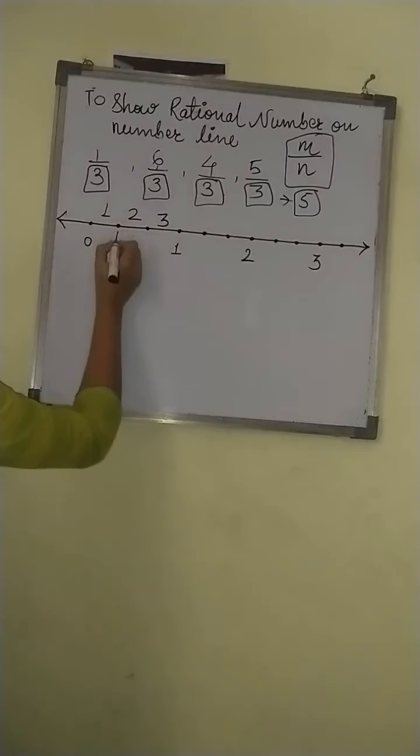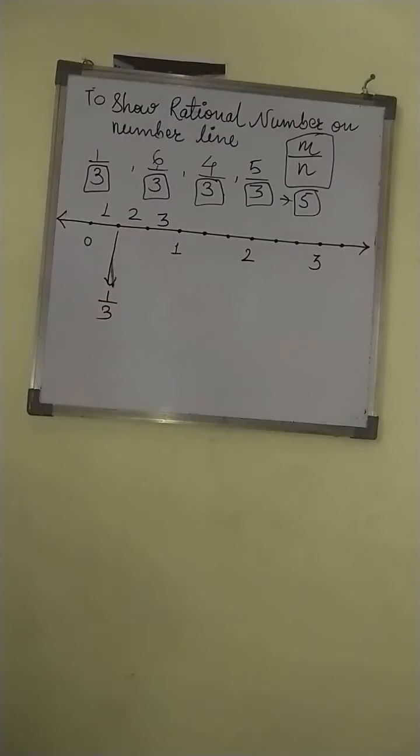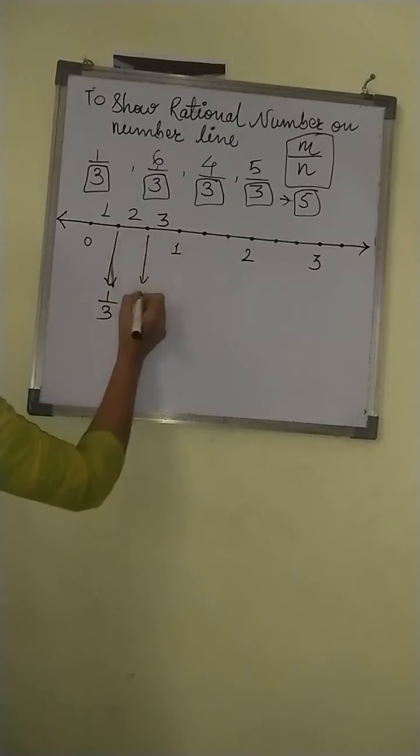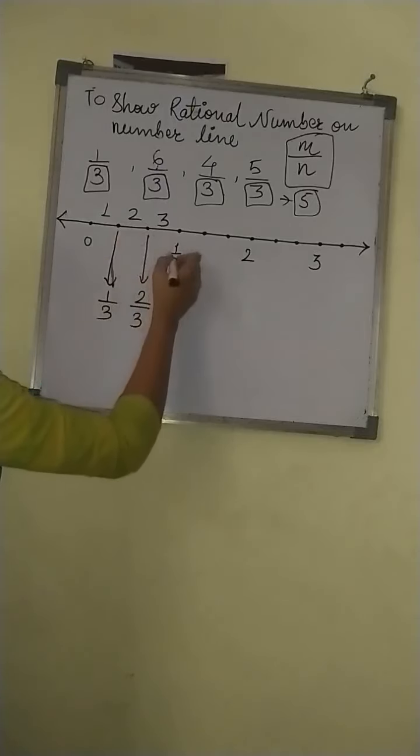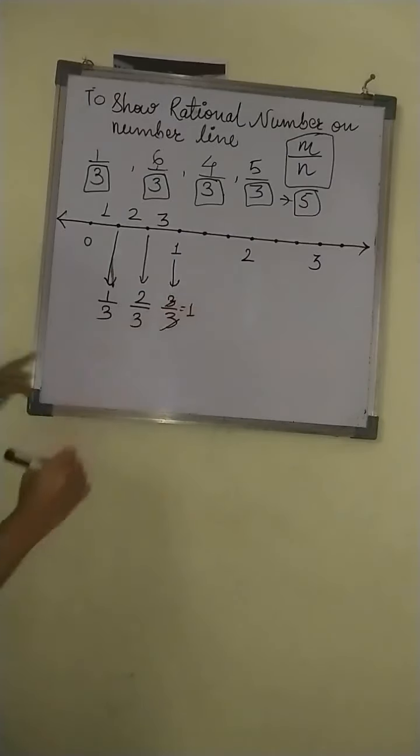So what should be the number for this first part? The first part is 1 by 3. Getting it? 1 by 3. The second part is 2 by 3. The third part is 3 by 3, that is 3 ones are 3, again 1.